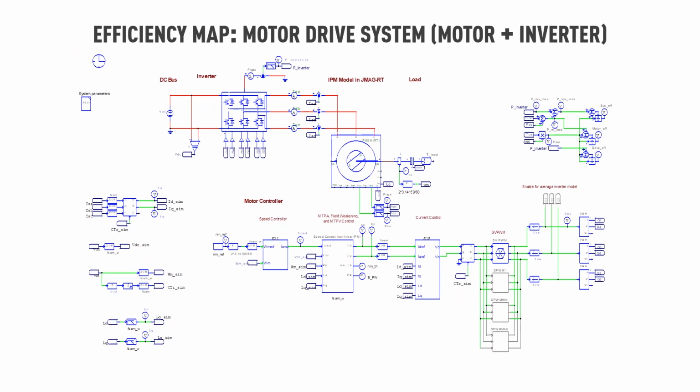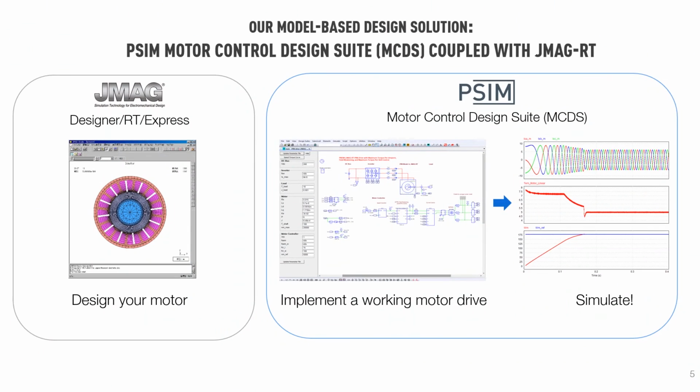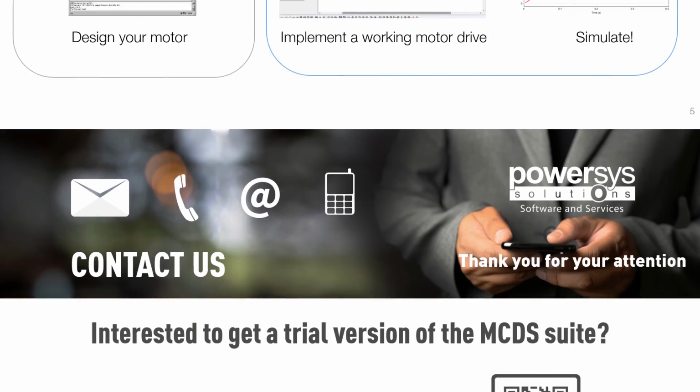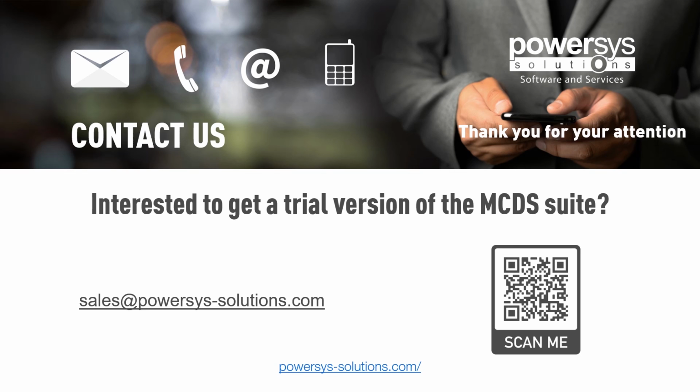To recap, as demonstrated by Adrian, design your motor in JMAG. Implement it in Psim. Then design automatically the drive of this motor with the Motor Control Design Suite. Finally, simulate the whole system to observe the speed and the torque. The coupling between JMAG and Psim is the ideal solution to quickly and accurately drive control implementations with advanced control for maximum motor utilization.